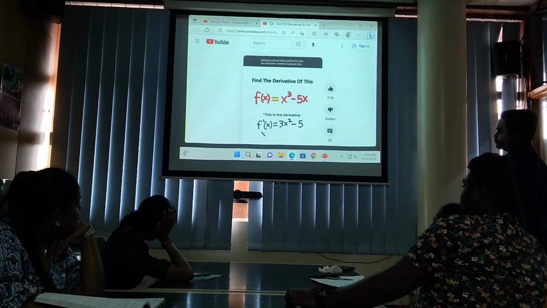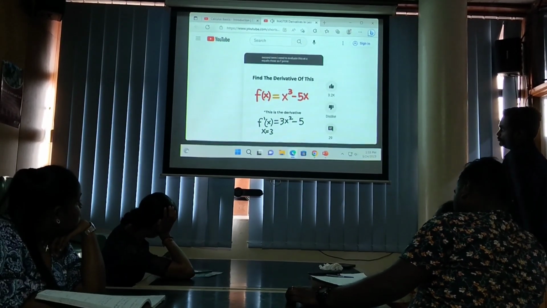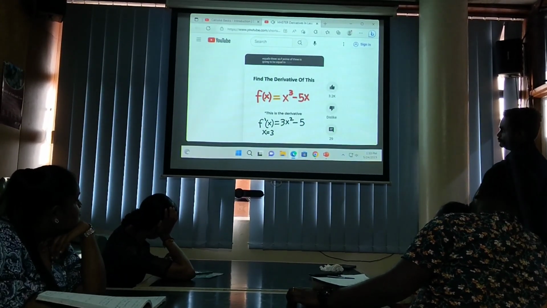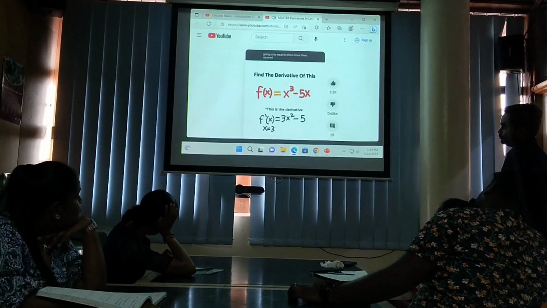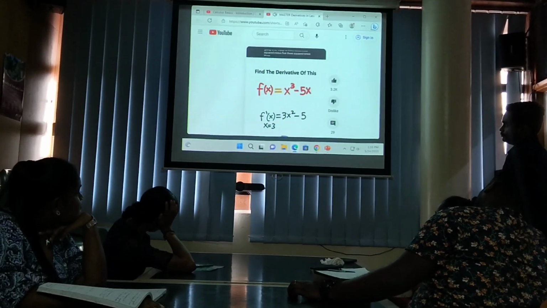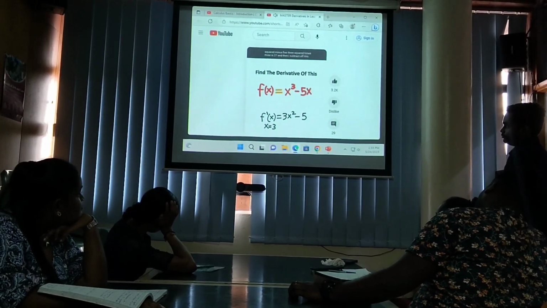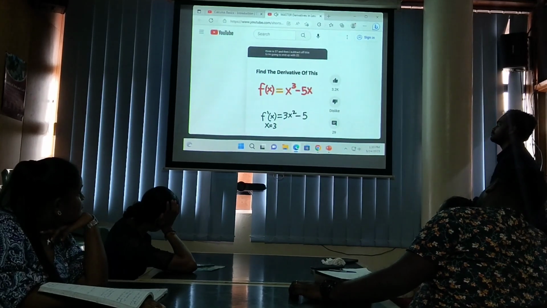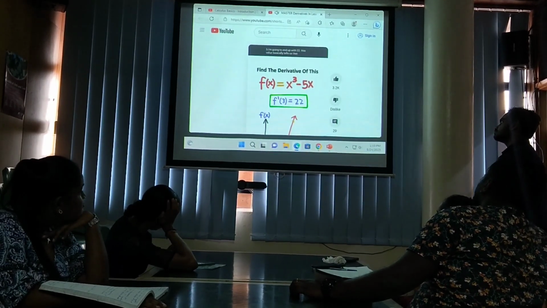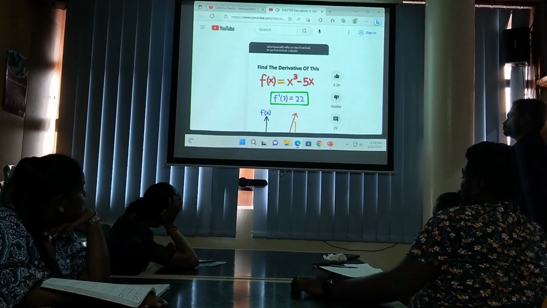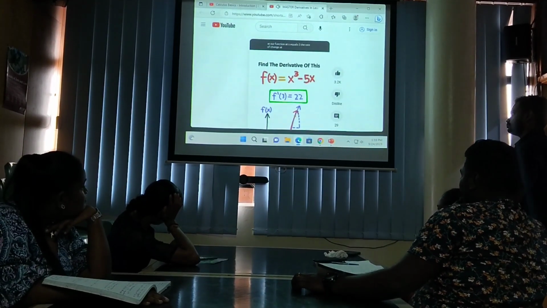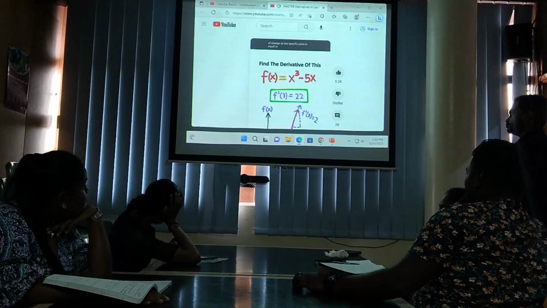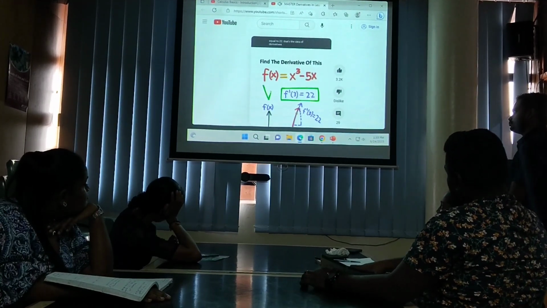I need to evaluate this at x equals 3. So f prime of 3 is going to be equal to 3 times 3 squared minus 5. 3 squared times 3 is 27, and then I subtract off this 5, I'm going to end up with 22. This value basically tells us that if we look at our function at x equals 3, the rate of change at this specific point is equal to 22. That's the idea of derivatives in less than a minute.